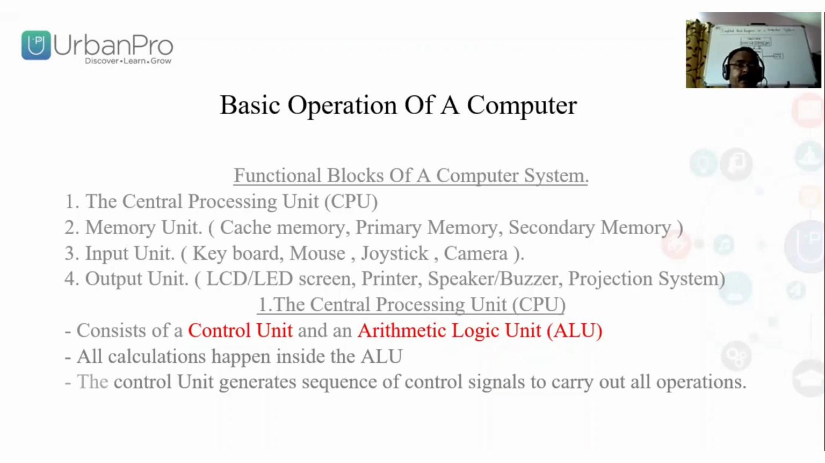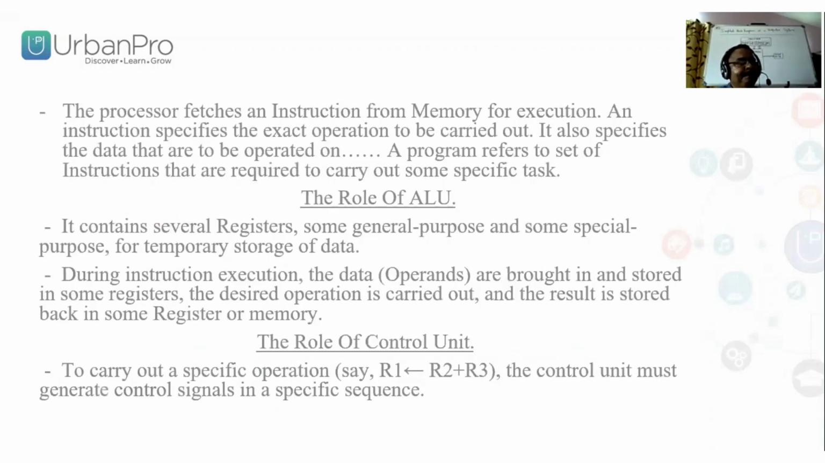So what are the operations now required that we will see? The processor fetches an instruction from memory for execution, as I have discussed. An instruction specifies the exact operation to be carried out. Here, the operation is addition, and R1 and R2 are the operands, that is, the registers. Registers are inside the processor and are similar to memory. They can hold data. The instruction also specifies the data that are to be operated on, that is 05 and 02, held in R1 and R2.